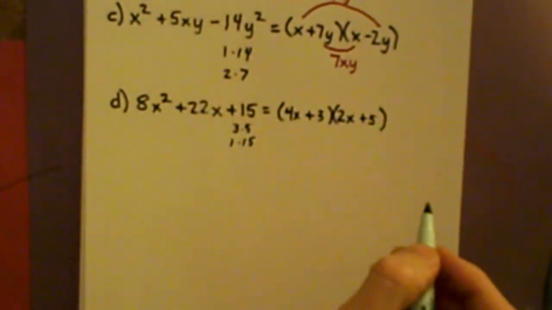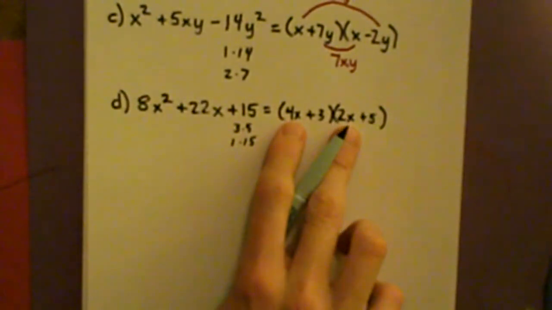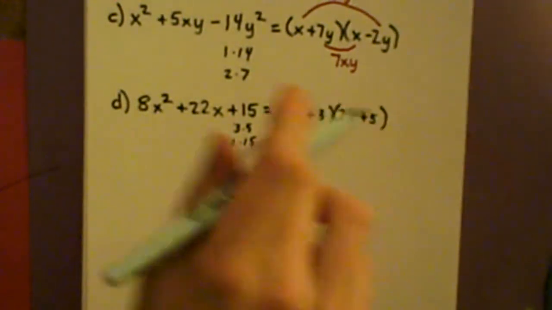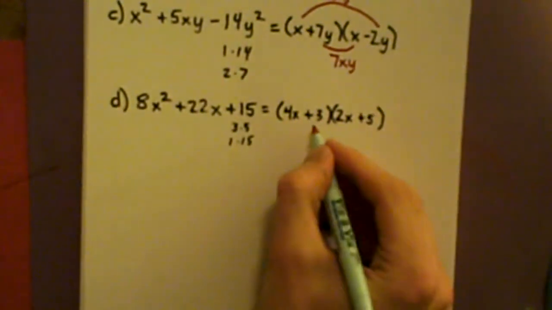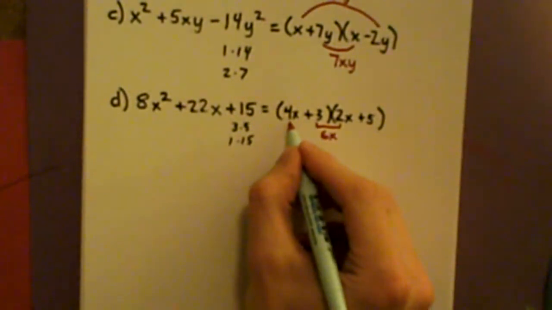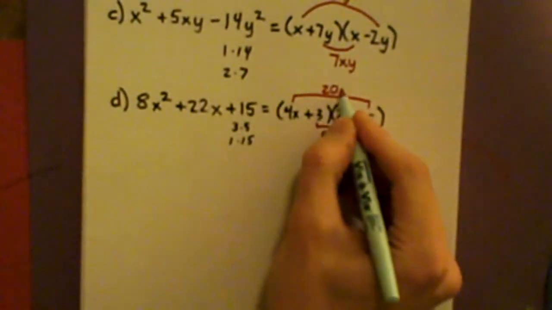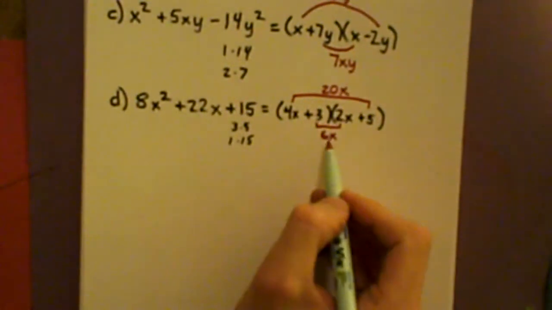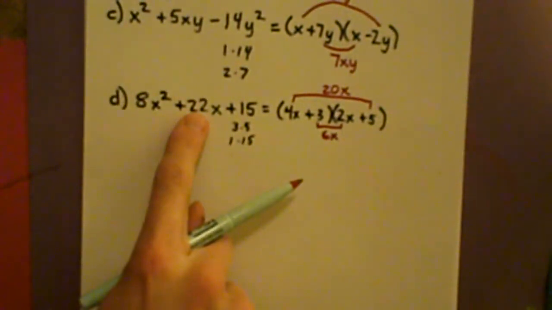This is not correct, but let's see what happens. We already knew that 4x and 2x gives me 8x squared, and 3 and 5 gives me 15. But if we check the middle product and the outer product, then that gives me 6x, and this one gives me 20x. And we know that 20x plus 6x gives me 26x, but I wanted 22x. Uh-oh, that's not the right one.